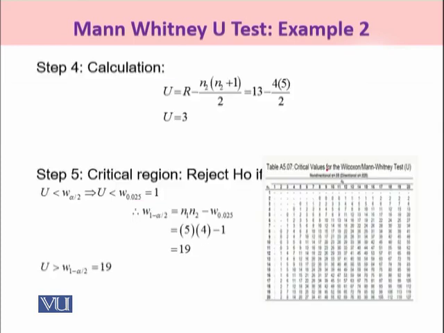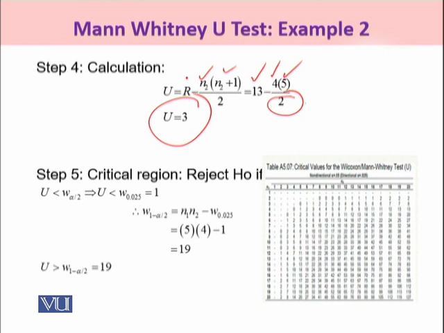So under the calculation, for R you plug in 13. For the sample size, you took the second sample, where the total number of values was 4. So N2 plus 1 gives you 5. You need to divide this value by 2. So U comes out to be 3. So this is the calculated value.